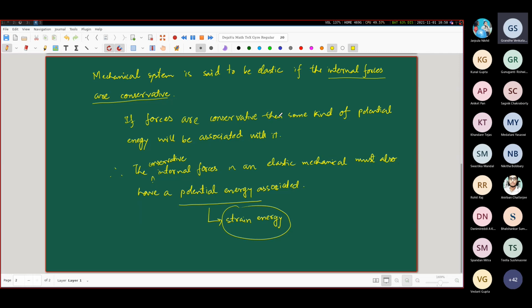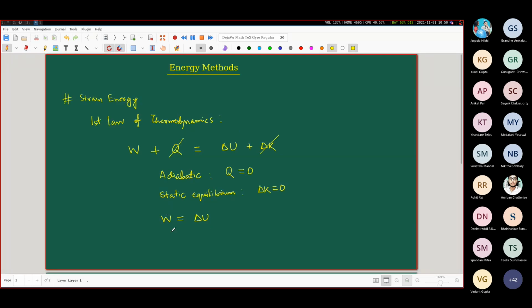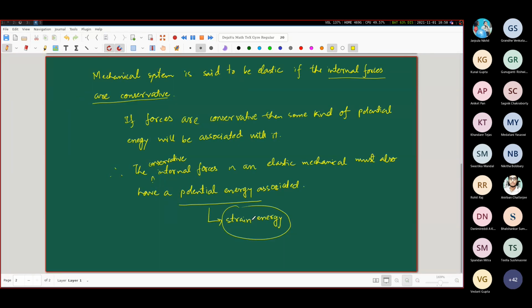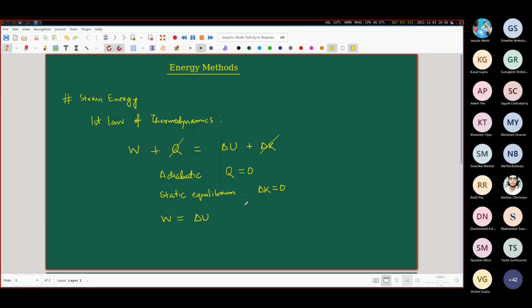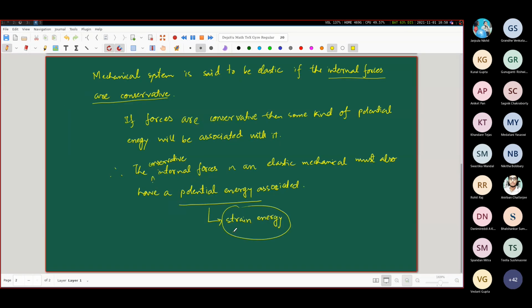Yeah, but see, I have not yet made the connection with this expression. Why was I discussing all this, W is equal to delta U? Just for fun? So what I want to say here now is that this internal energy, W is equal to delta U, I want to connect this idea with this idea of the strain energy. And that's a very simple thing to say. Of course, I won't go into the intricate details within it.